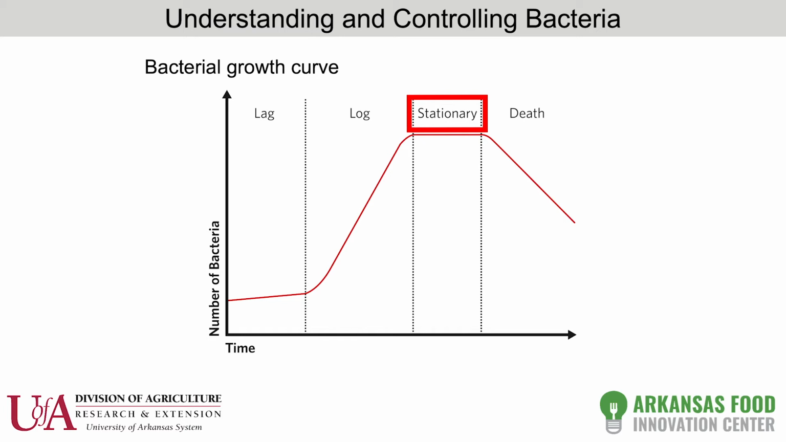Reproduction slows because nutrients were used up in log phase. There is an increase in byproducts from growth that also inhibit further growth, so the number of organisms remains fairly constant. When dying bacteria outnumber growing bacteria, the population declines during the death phase.